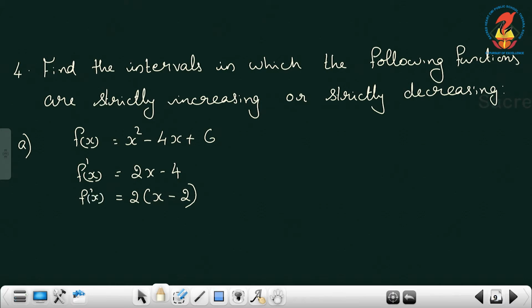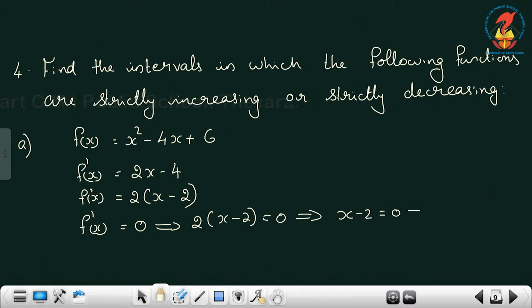Maximum you simplify or write f dash x as a product of factors, that is the technique. Now put f dash x equal to 0. That implies 2 into x minus 2 equal to 0, which implies 2 cannot be 0. So what is 0? x minus 2 equal to 0, which implies x is equal to 2.